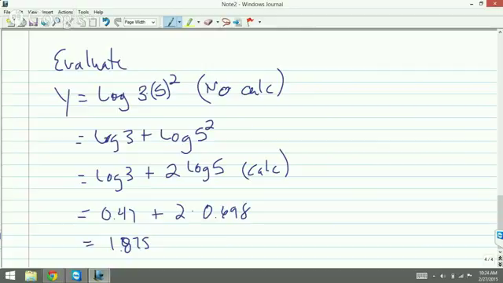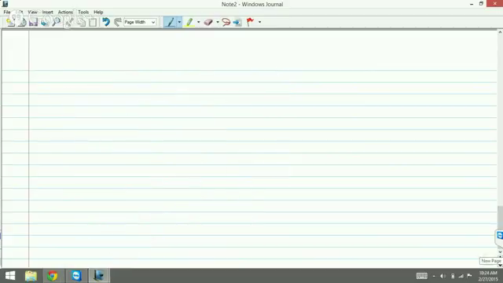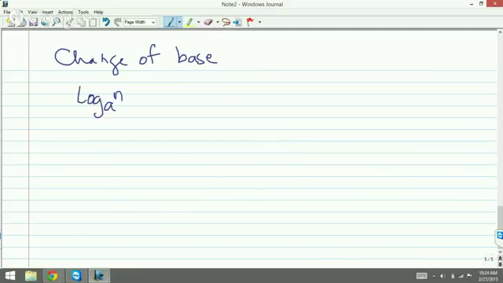Okay, here's the biggie for the day. Change of base formula. This allows us to take any base and put it in log base 10 form. So let's just say I have some arbitrary base. It can now go away with that little formula there. We've changed it into base 10.